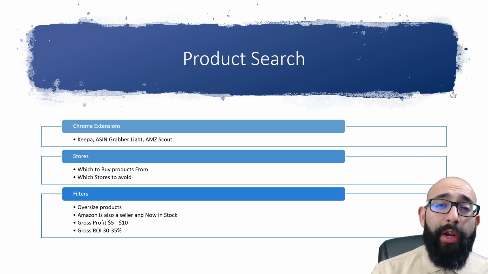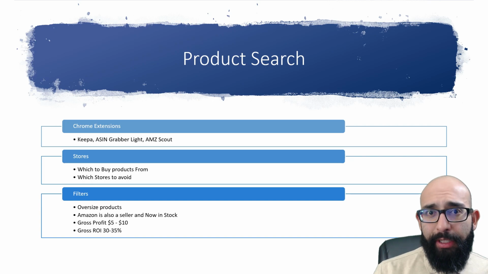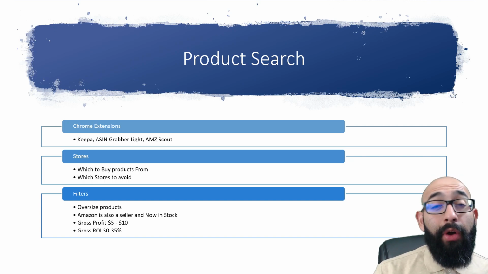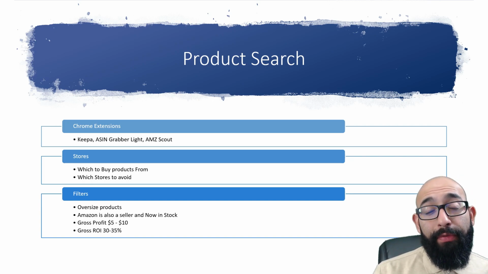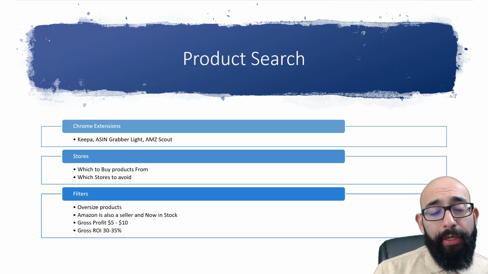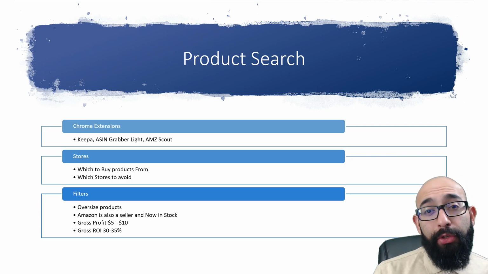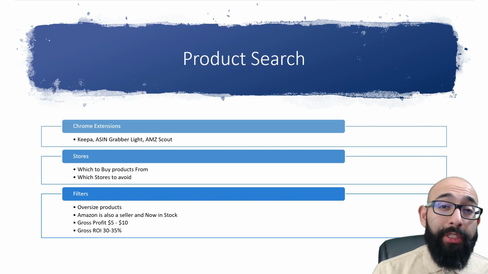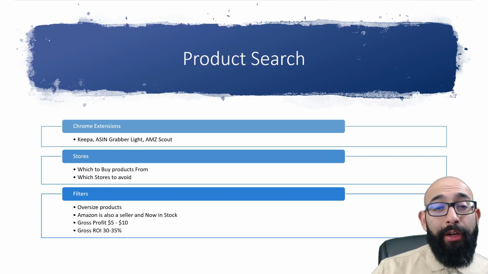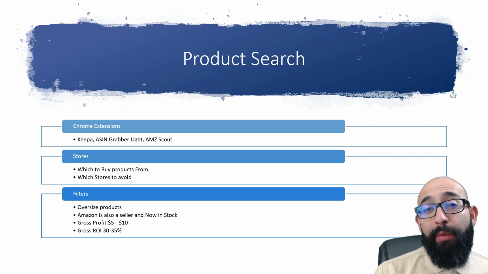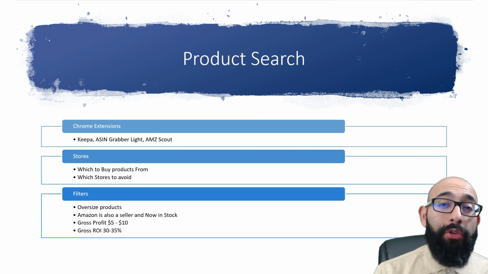So what I would recommend is first start off with $5 to $10 profit, and then for an ROI, start anywhere between 30 to 35%. But again, this is totally up to you, personal preference. I'm just kind of giving you guys how I did it and how I'm currently doing it. Right now, I'm trying to find products that are $20 and up in the profit, and then for the gross ROI is anything above 35%.